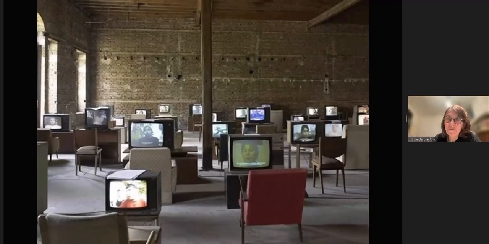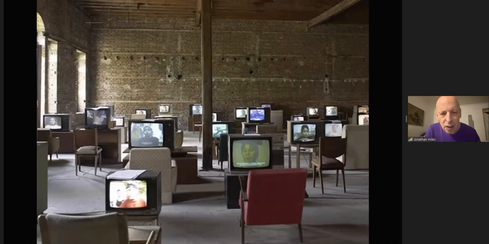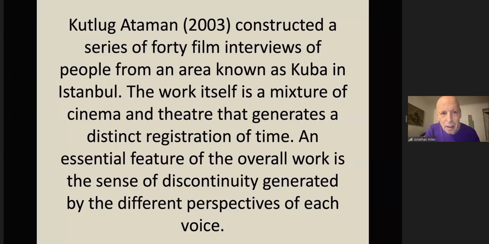The work by the Turkish artist Kutluğ Ataman, Kuba, 2003, constructed a series of 40 film interviews of people from an area known as Kuba in Istanbul. The work itself is a mixture of cinema and theater that generates a distinct registration of time. An essential feature of the overall work is the sense of discontinuity generated by the different perspectives of each voice.